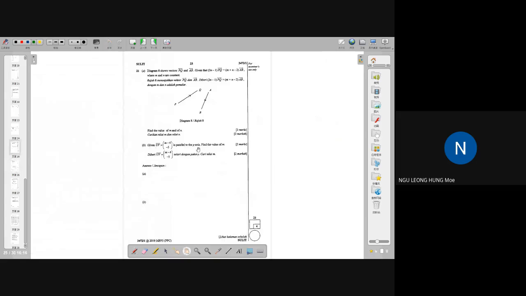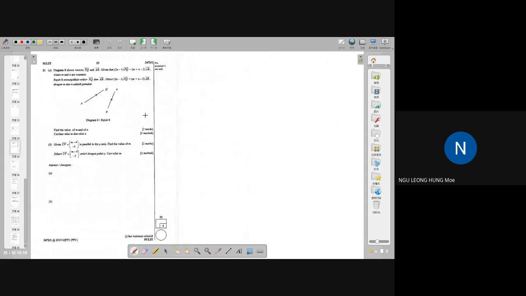All right, 21A. Okay, this is a straight line. Okay, wait. What is the difference between parallel and also collinear for vectors?